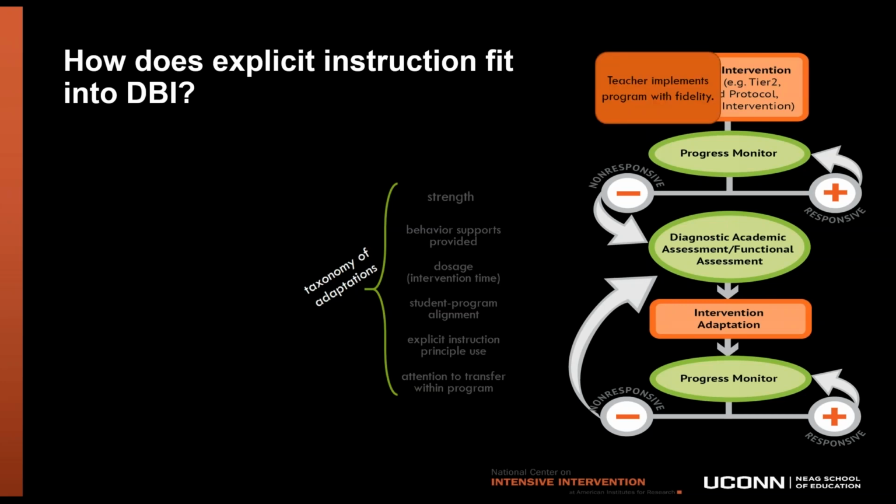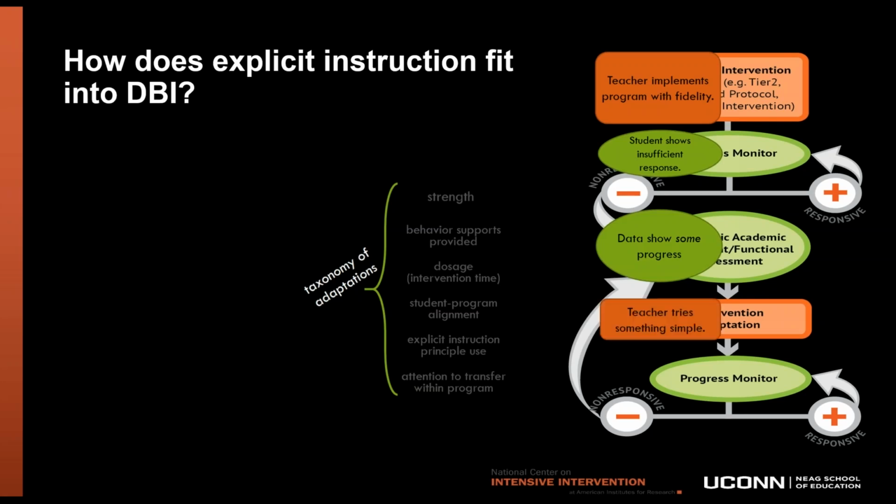So first, we have a program that we're implementing with fidelity. And then in this example, the student doesn't show adequate response. We then look at the student data and we notice that the student shows some progress, but not as much progress as we would like. And the teacher tries something simple, perhaps adding a few minutes of instruction, maybe an additional half hour per week of instruction, with the thought that if they're already showing some progress, maybe a little bit of additional practice will help. And then we find in this case that basically the dosage, the amount of time, is the intervention that was used.